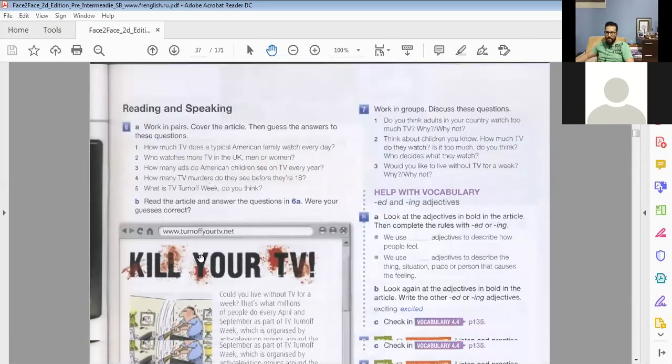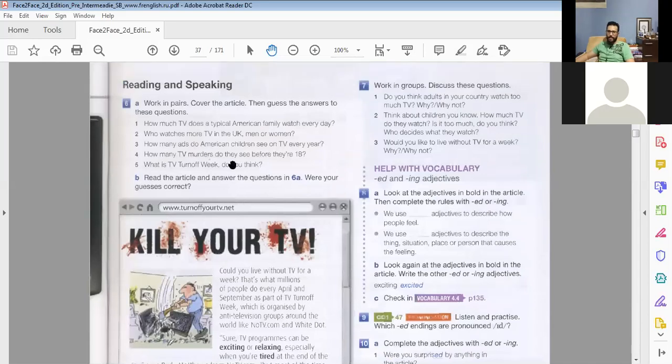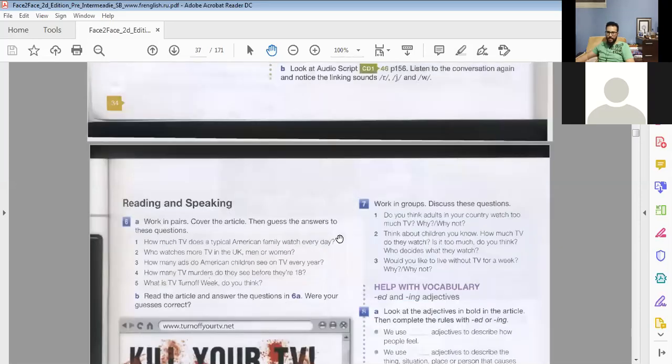All right, so this is nice. So here we have some reading, and then we have some questions. Okay, so first of all, let's answer these questions before we read, and then we'll check the answers. So let's start with guessing. We just want to guess. The first question, they want you to guess, how much TV does a typical American family watch every day? In your opinion, what do you think? How much TV does an American family watch daily?